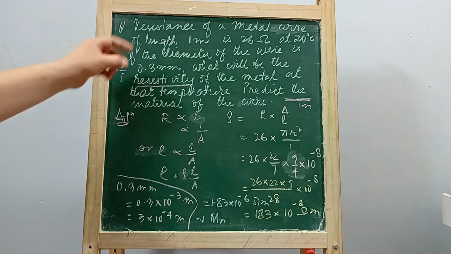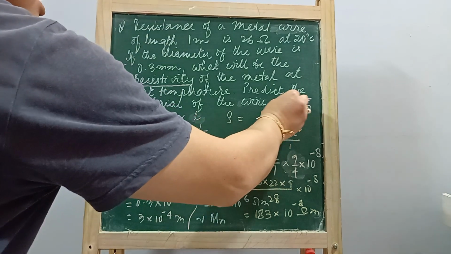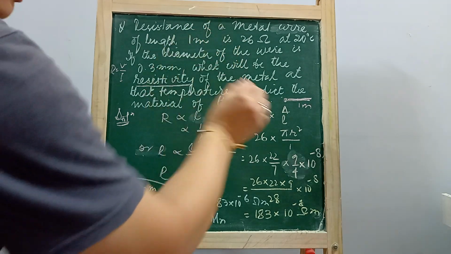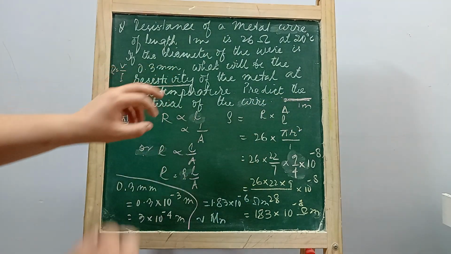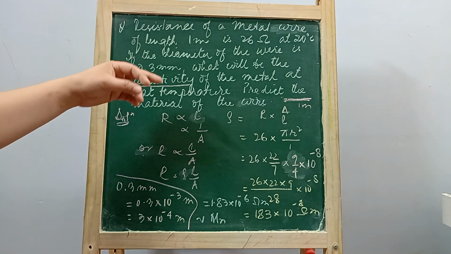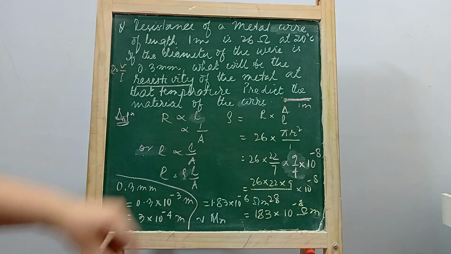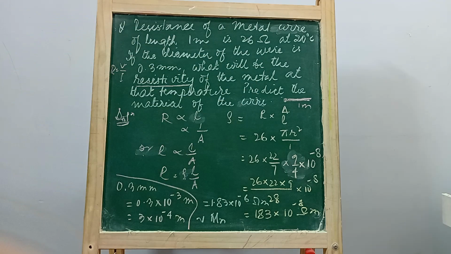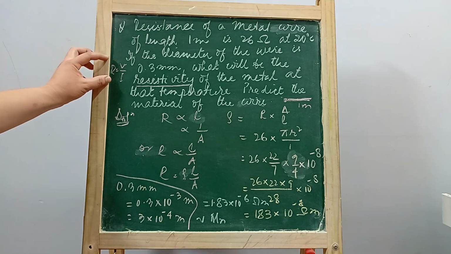The question says that if the diameter of the wire, see this is a wire and its diameter, the cross section area. You cut the wire, it's very small. What is the diameter? It's 0.3 millimeter. The diameter is given, the length is given, and you are required to calculate the resistivity of the metal. What is the resistivity of the metal at that temperature? At 20 degrees Celsius, when the resistance is 26 ohm, what is the resistivity? Remember, resistance is V by I.